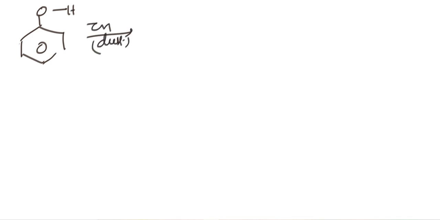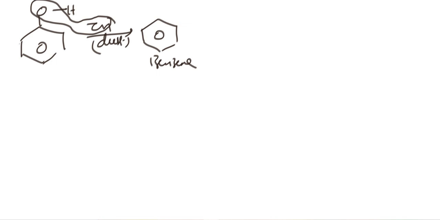Now this is the phenol. On treated with zinc dust. So this is the metals. Metals easily form their oxides. So ZnO is eliminated, and you are going to get benzene. Very simple. This comes under chemical property of phenol and preparation of benzene. Okay, I hope it is clear.